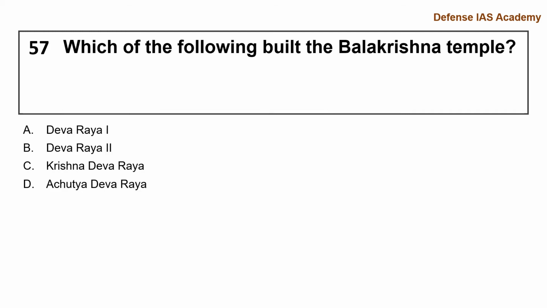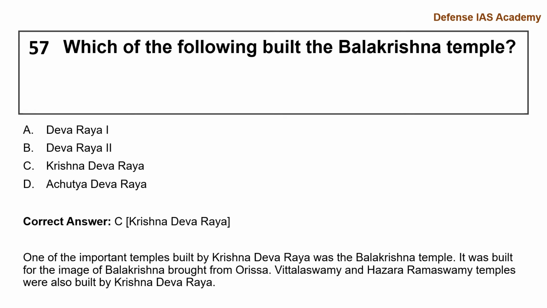Question 57. Which of the following built the Balakrishna temple? The correct answer is option C, Krishna Deva Raya. One of the important temples built by Krishna Deva Raya was the Balakrishna temple. It was built for the image of Balakrishna brought from Orissa. Vithalaswamy and Hasara Ramaswamy temples were also built by Krishna Deva Raya.